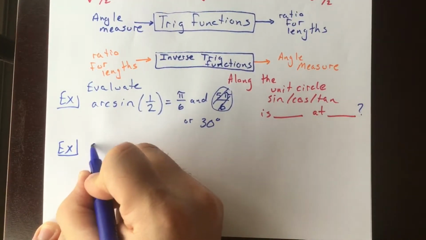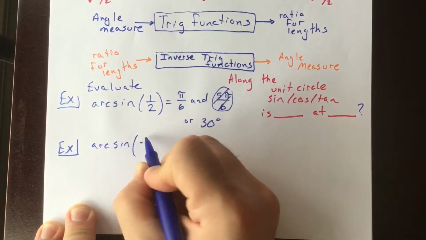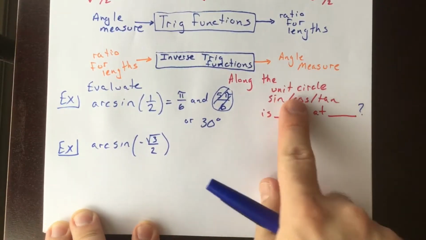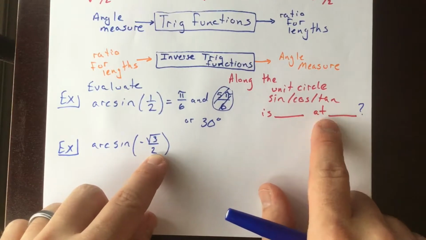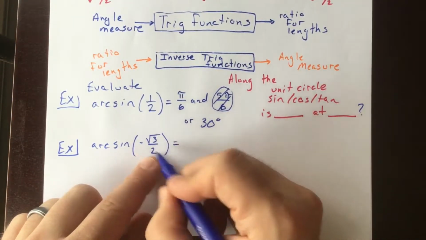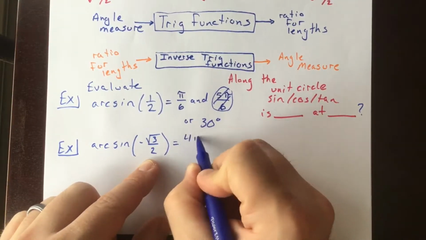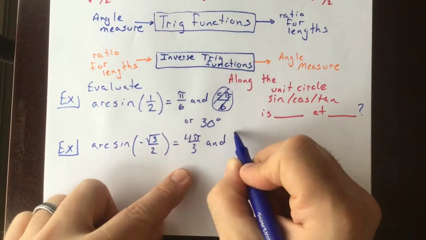So let's say we want to find the arc sine of negative square root of 3 over 2. Okay, so asking this question. Along the unit circle, sine is negative square root of 3 over 2 at 4 pi over 3, and the other would be 5 pi over 3.